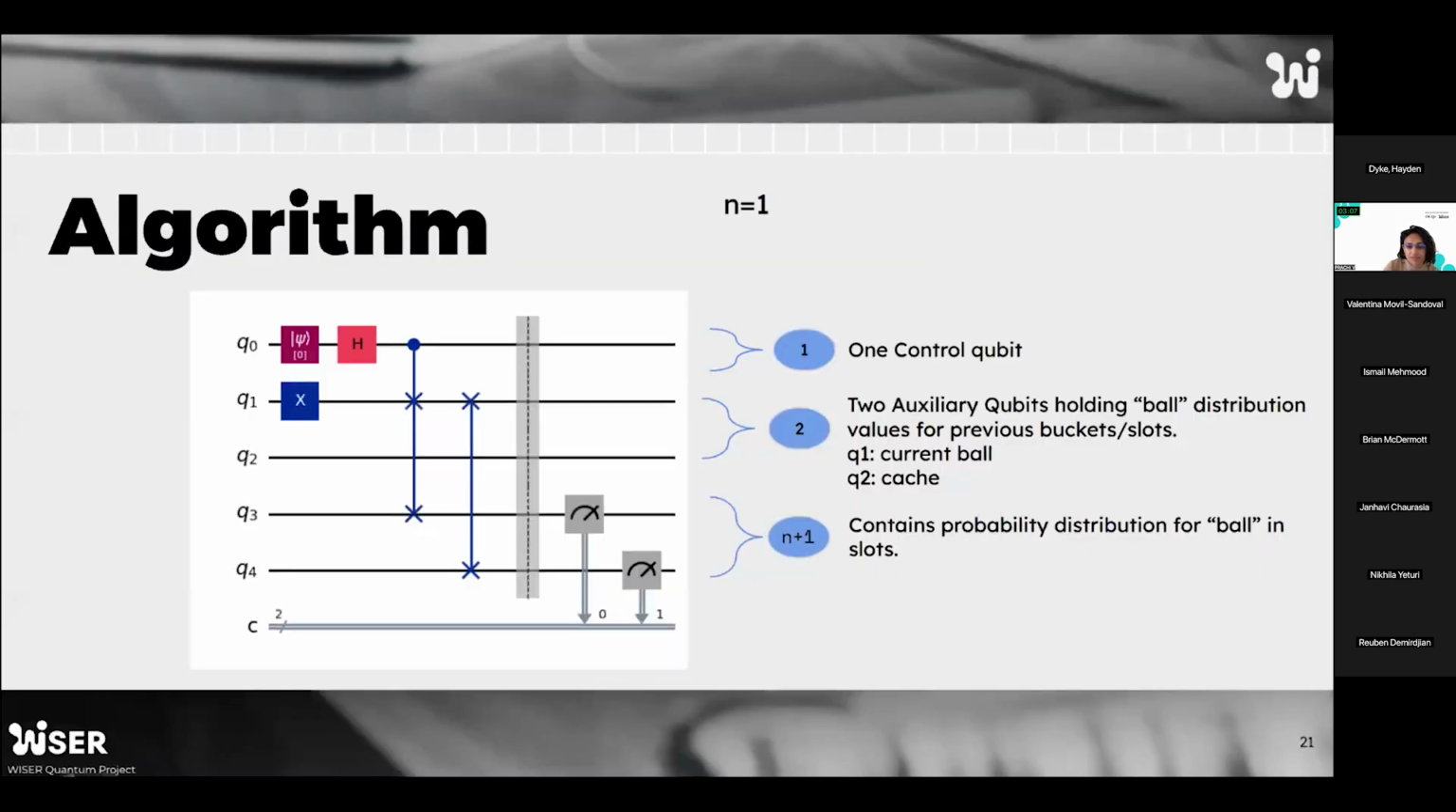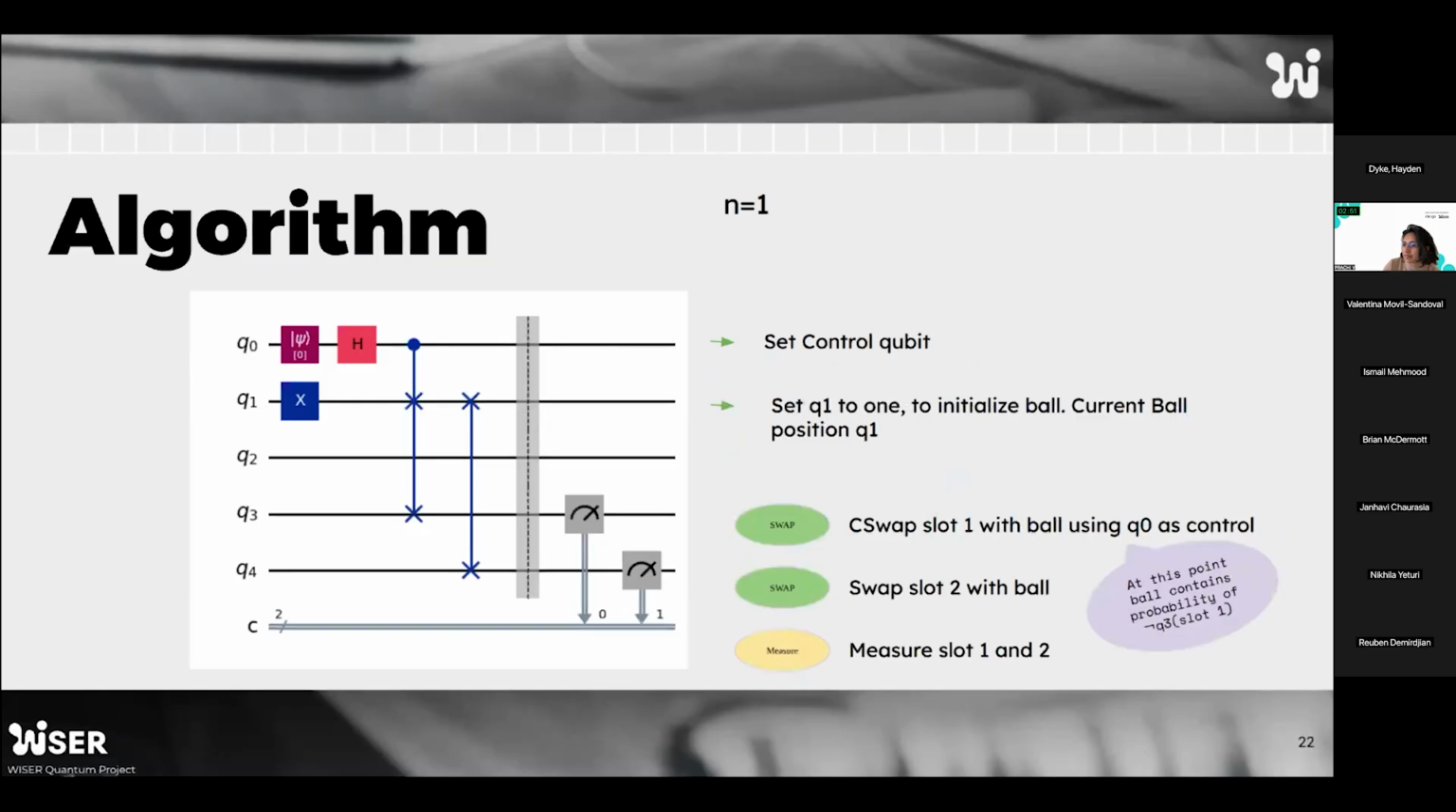The algorithm that we use is this: Q0 is the control qubit, and Q1 and Q2 are auxiliary, acting as a ball and cache, and the remaining n+1 qubits contain the probability distribution for the balls. Now, for n equal to 1, we initialized Q1, which was the ball, and set it to 1, and then we used the C-swap gate, and then a swap gate.